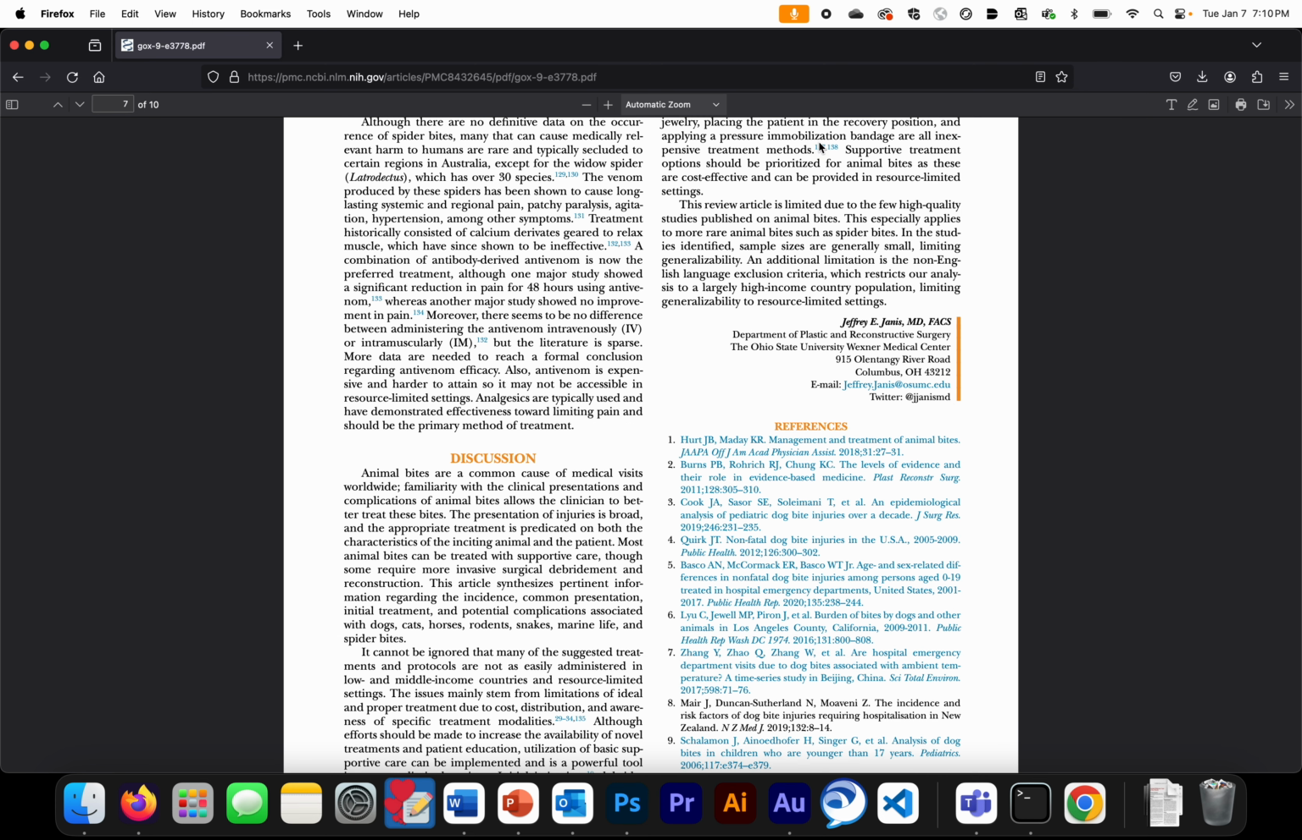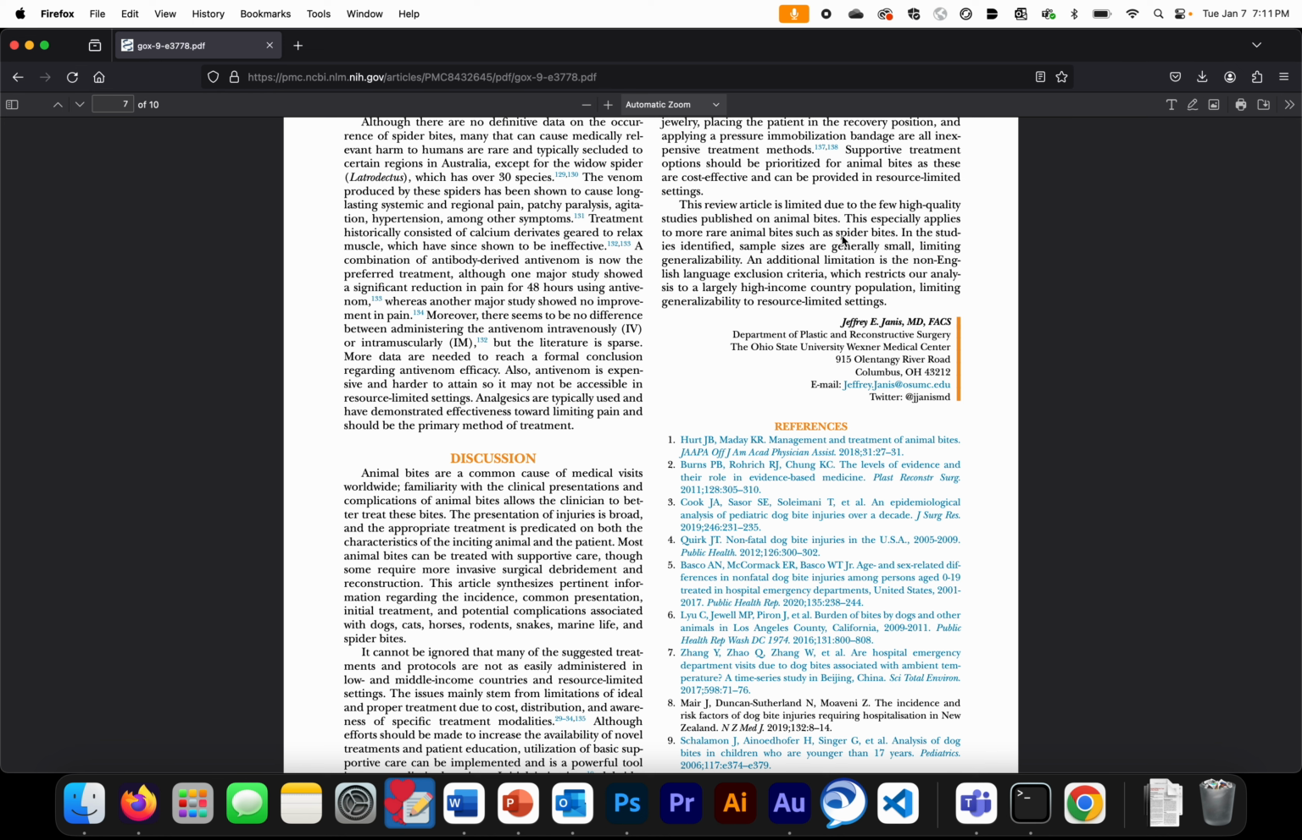They say it's limited due to the few high-quality studies published on animal bites. That's another thing. They say, hey, we need more studies on this to get good results. They're talking again about their limitations. The big secret to a lot of these studies is to make sure they aren't trying to trip over their own shoes and get some info out there.